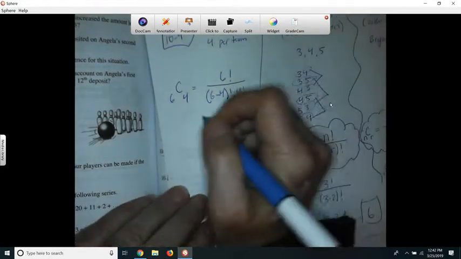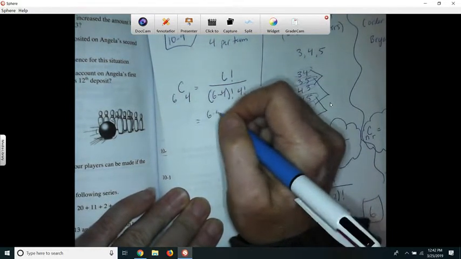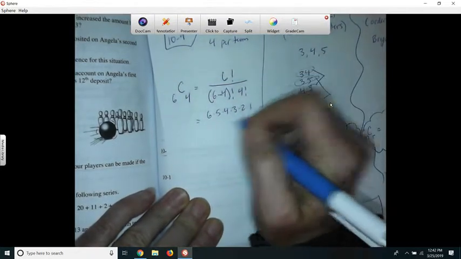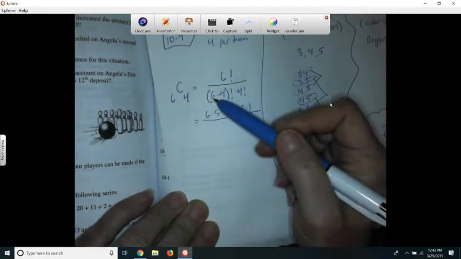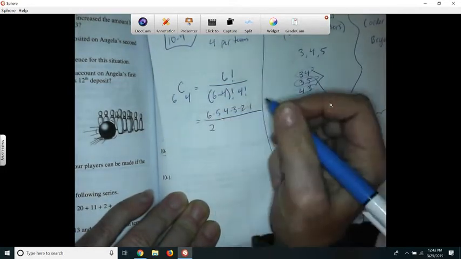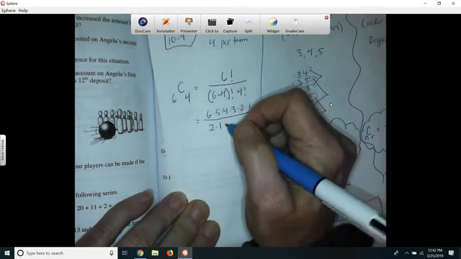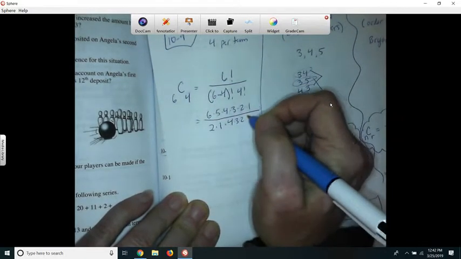So I'm going to go 6 factorial. I'm going to write it all out the first few times I do it, but then I'm just going to start canceling stuff on you, and you're going to have to follow my fraction math. 6 minus 4 is 2. 2 factorial is 2 times 1, times 4 factorial, that's 4 times 3 times 2 times 1.